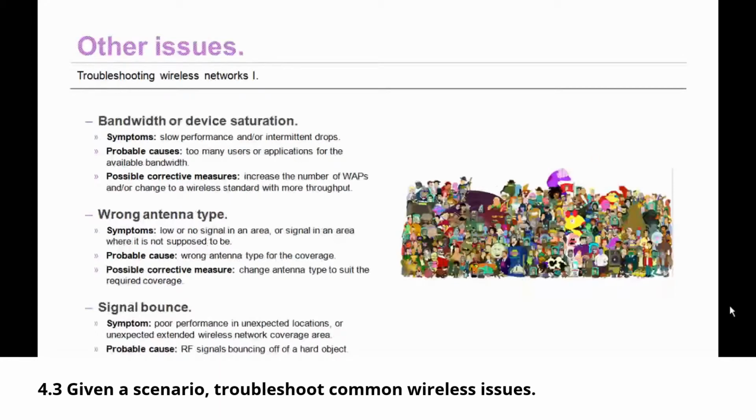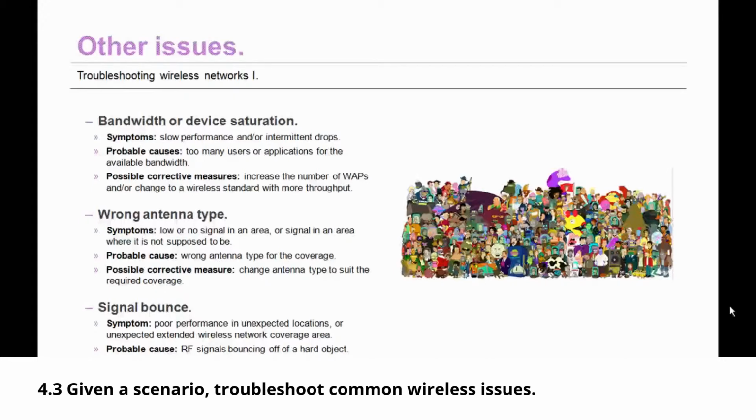Bandwidth or device saturation can also become an issue. The symptoms include slow performance and/or intermittent drops. The probable cause is that there are too many users or applications for the available bandwidth. Possible corrective measures include increasing the number of wireless access points and/or changing to a wireless standard with more throughput. The wrong antenna type may also become an issue.